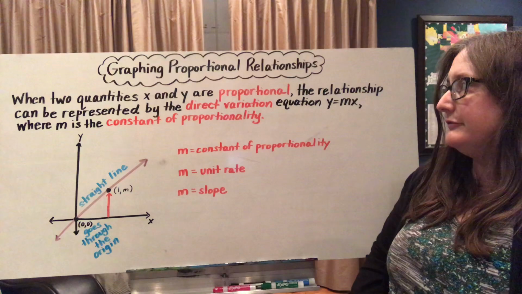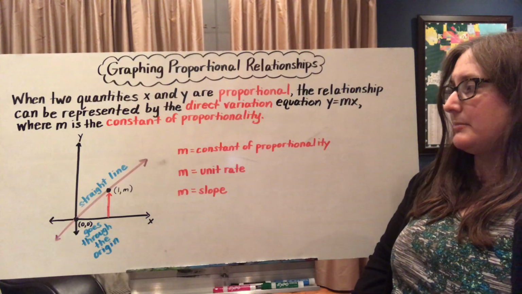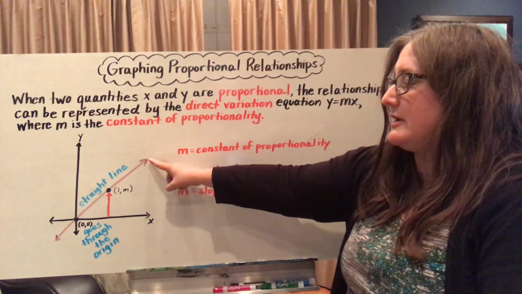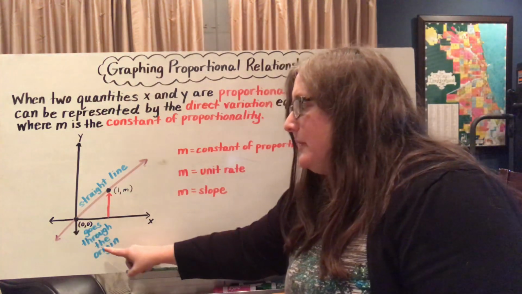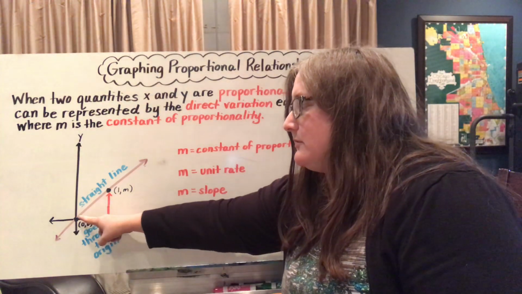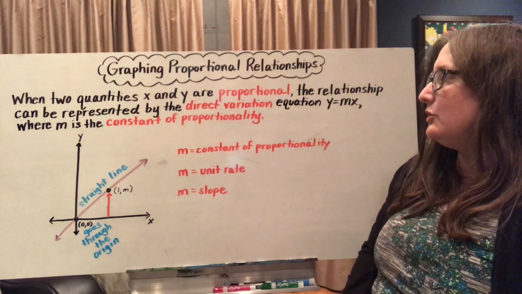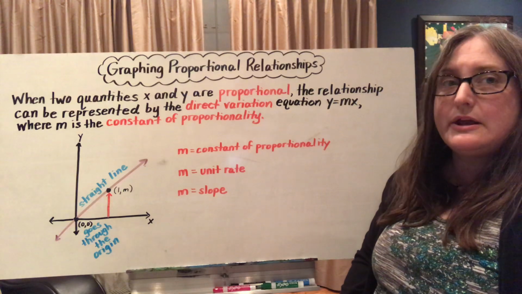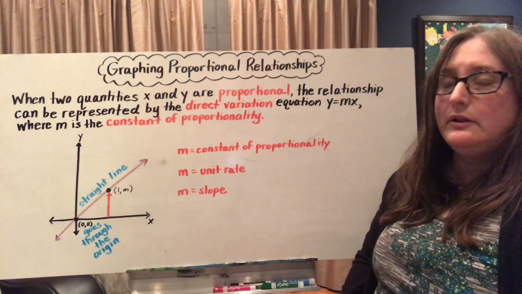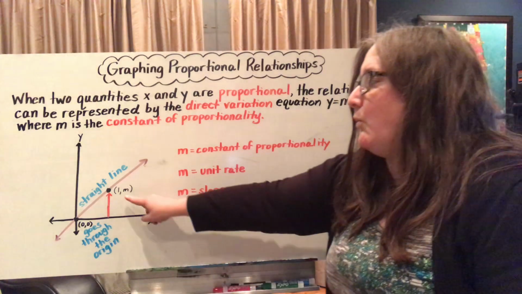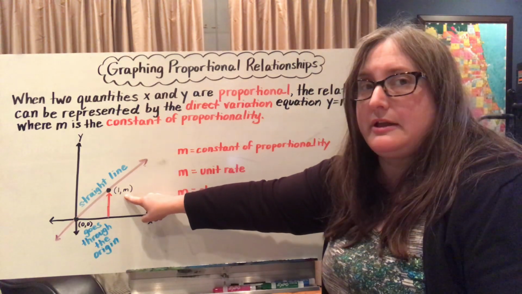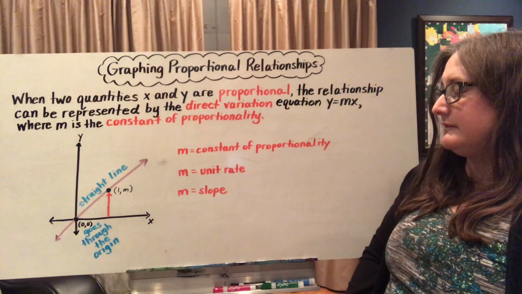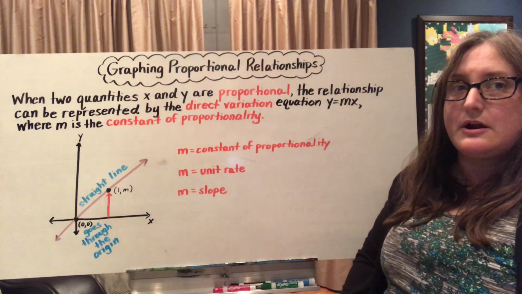It can also be referred to as the unit rate or the slope. So when we have two quantities that are proportional, we see that when we graph them, they'll make a straight line and they will always go through the origin, that 0, 0 point. When we're looking for that constant of proportionality or that unit rate or that slope, what we want to look for is the point 1 comma something. This something number right here is our constant of proportionality, our unit rate, our slope.